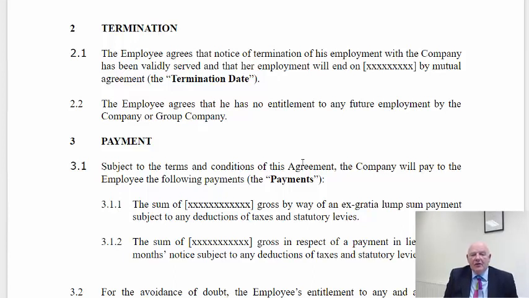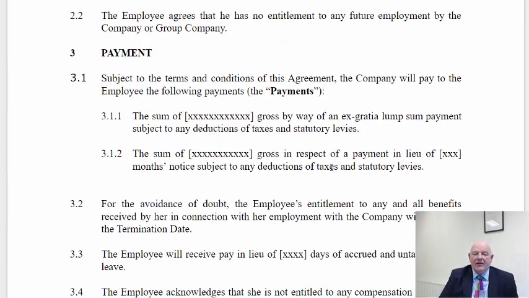And then number 3, one of the most important things, certainly from the employee's point of view, is the payment. So how much is the employee going to get by way of settlement payment or an ex gratia lump sum payment? One very important thing to recognize here is that there are very important tax implications to do with settlement agreements. So if you're an employee, whatever package you might be getting, you should be getting tax advice from a tax consultant, because the whole area of taxation surrounding settlement agreements can be quite complex.